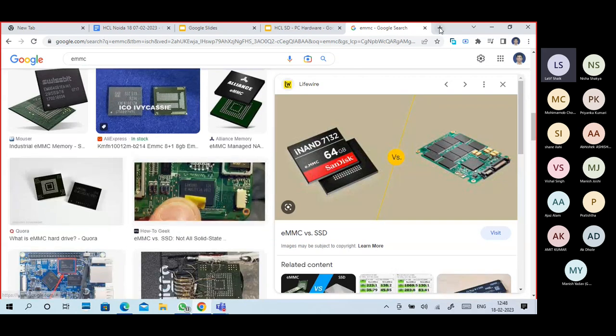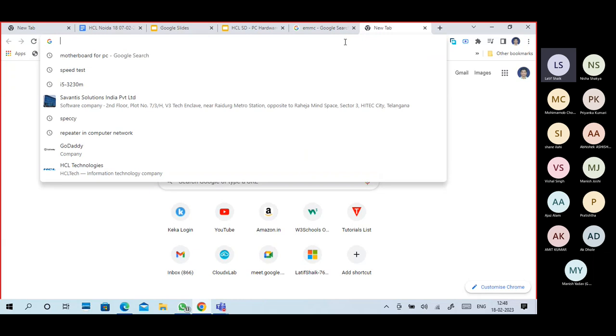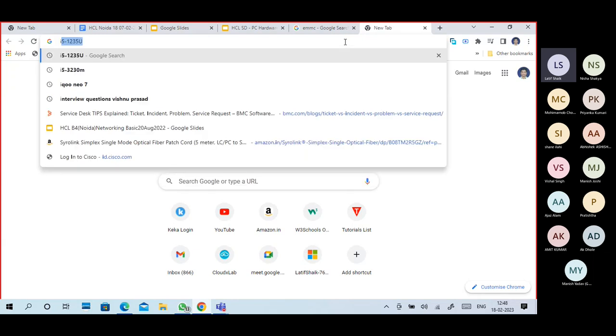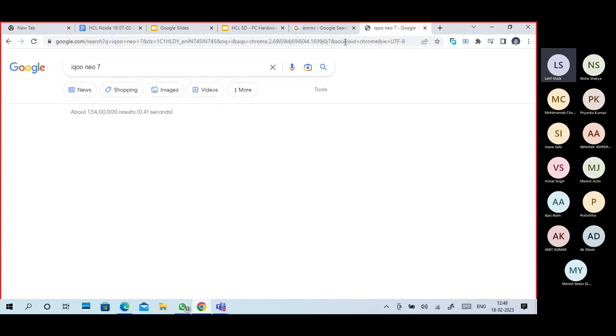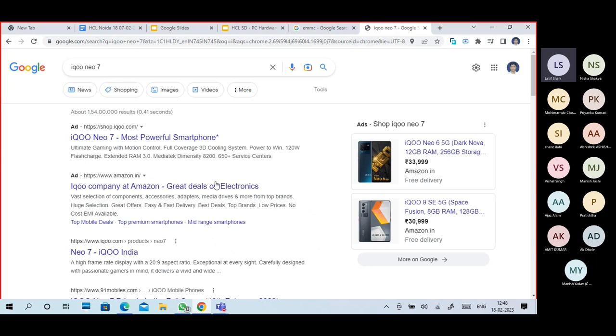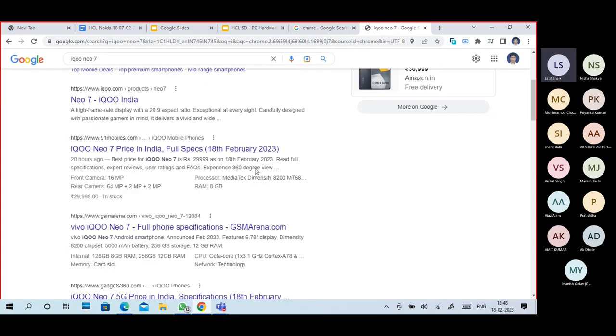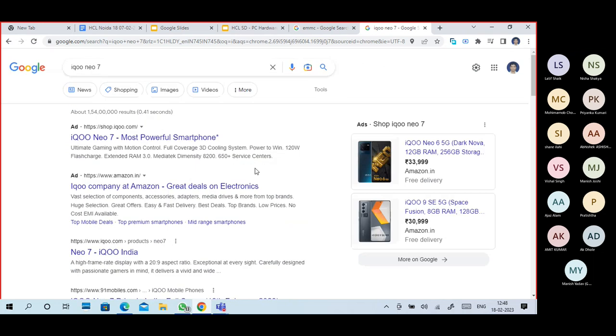So when you see a mobile phone, I see the new iQOO still blinking in my eyes. Whether it is released or not released, we don't know.